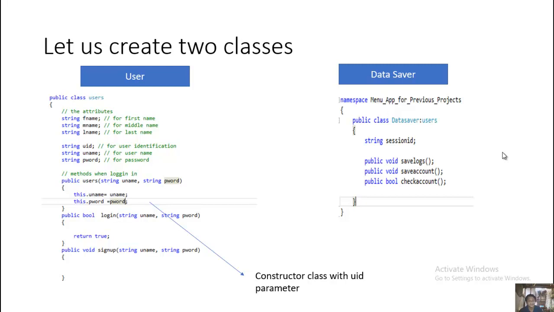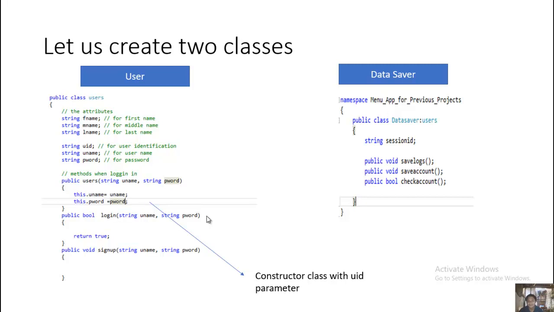On the users class, I create a constructor. The constructor is named the same as the class itself, without a data type in it. In this case, I pass uname and password as parameters because that is the fundamental data when we log in.